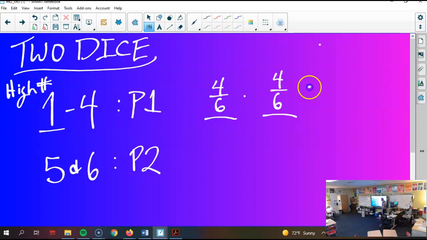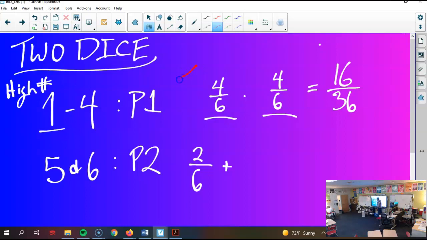And then for player 2, if either of them is 5 or 6, then the chance of 5 or 6 is 2/6 plus 2/6. Why plus? Oh, because or. Yeah, either of them are. Oh, so this is like an and.